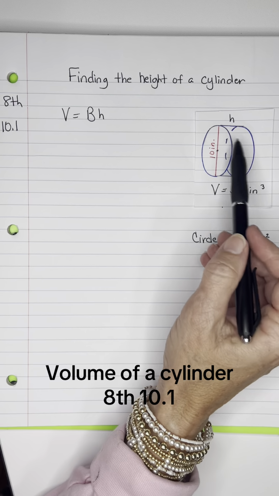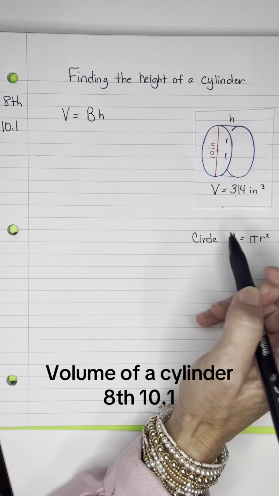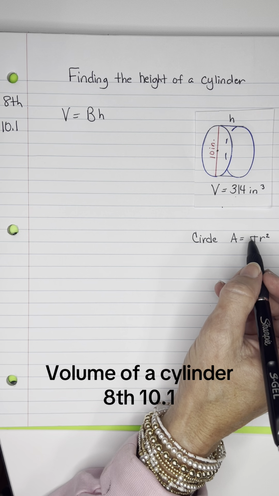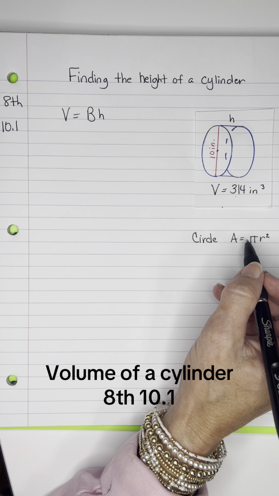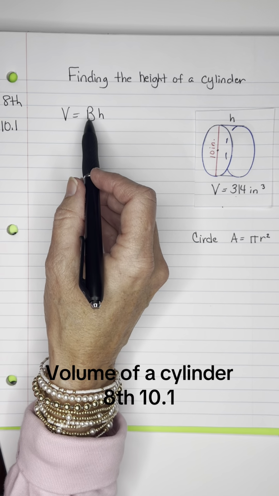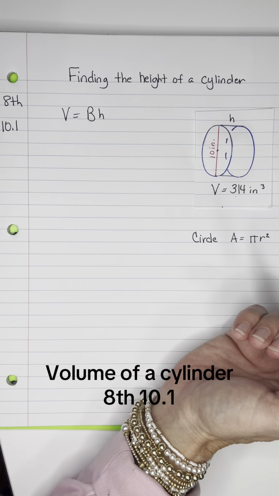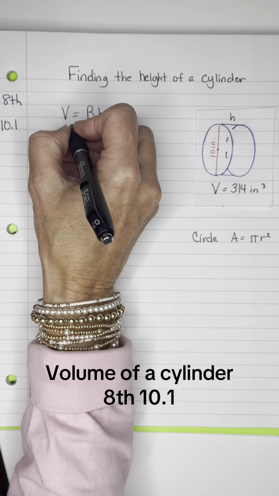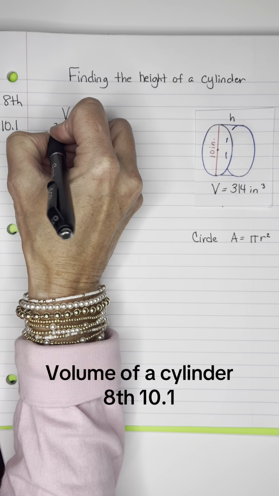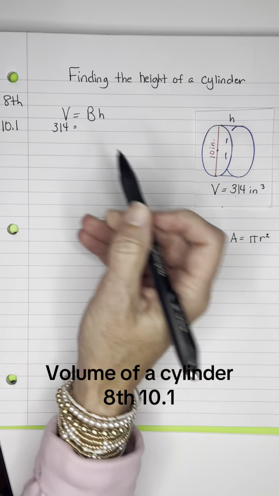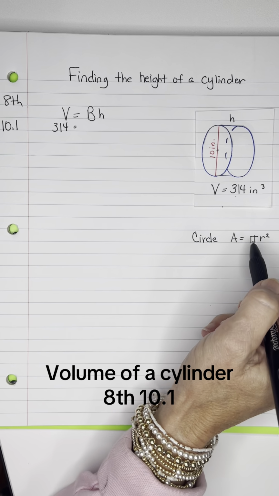Well, this base, they're parallel to each other, is going to be a circle. So its formula is pi r squared. So this base right here is pi r squared. If it was like a prism or something, it'd have a different formula because they have a different base. All right, so we know the volume is 314. We're going to replace V with that. And the base is going to be pi r squared.